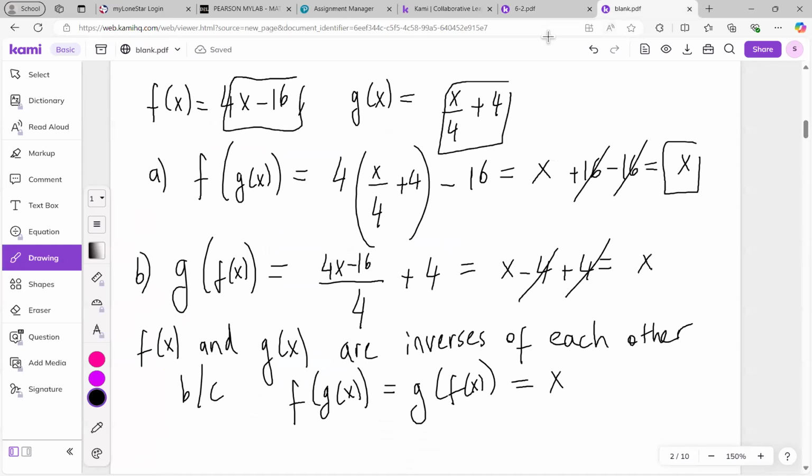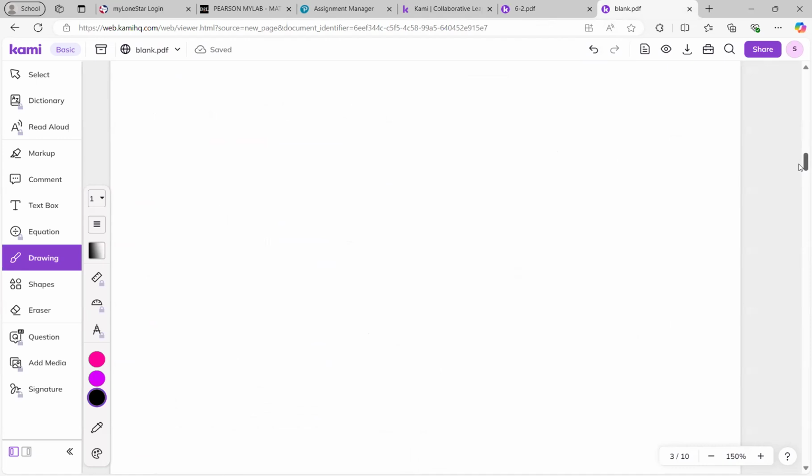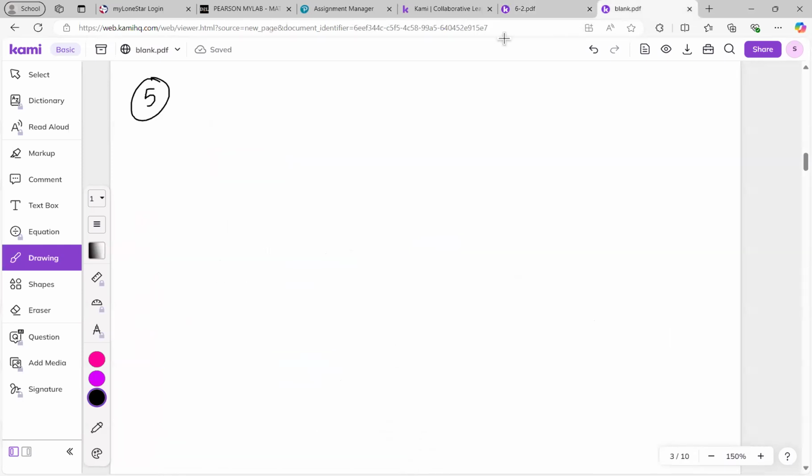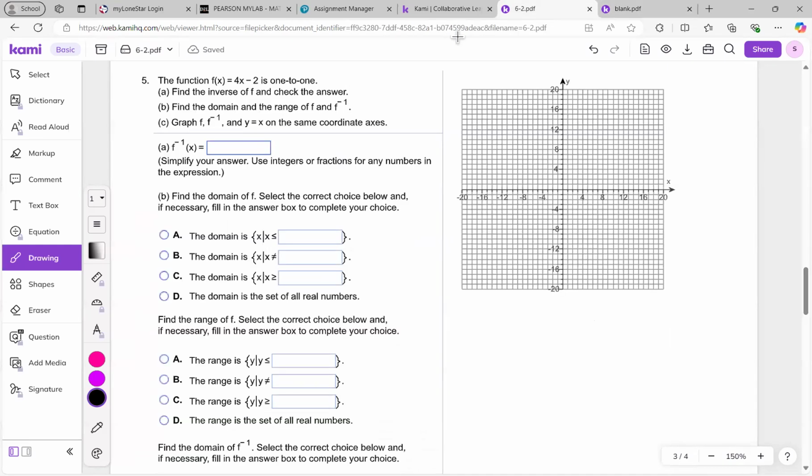Number 5 is the last question type we need to cover under this lesson. For number 5 on the homework, we have this function given, f of x is equal to 4x minus 2. First, we're going to find the inverse of this function, and then we're going to find the domain and range of both f and the inverse of f of x. And then we're going to graph both f and f to the power of -1, and y equals x on the same coordinate plane.